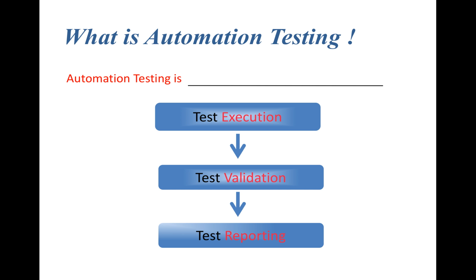And when we do these three processes manually, or some human being does it, it is called manual testing. And when we use some tools or scripts, or we create a framework to do this with the help of some tools, it is called automation testing.